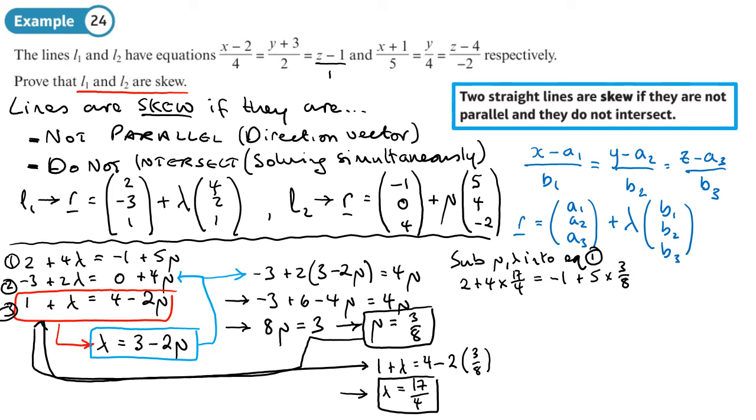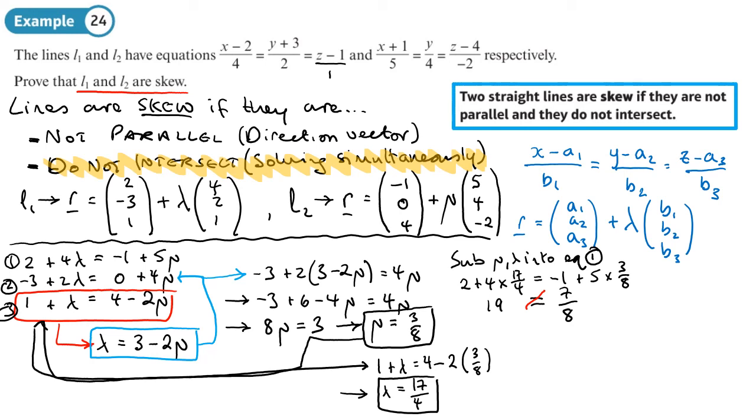Let's see. So 4 times 17 over 4 is 17, plus 2 is 19, so I get 19 on this side. Okay, what do I get on the other side? I don't think that's 19. Negative 1 plus 5 times 3/8. That is 7 over 8. Okay, they are not equal. And so we've done this bit here. We've shown that they do not intersect. By solving simultaneously, we don't have a solution that satisfies all three.